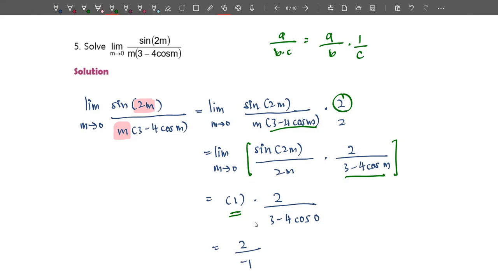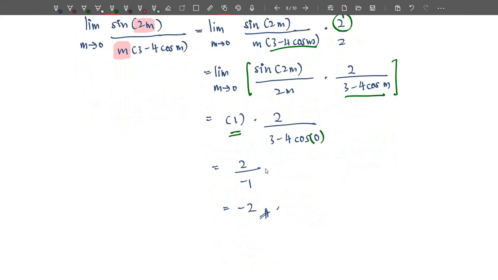Okay, so here 1 times 2 over 3 minus 4 cos 0. Okay, substitute m equal to 0. Okay, cos 0 here, cos 0 is equal to 1. That's why we have 3 minus 4 is equal to negative 1. And then 2 divided by negative 1 is equal to negative 2. Hence, this is the final answer then.